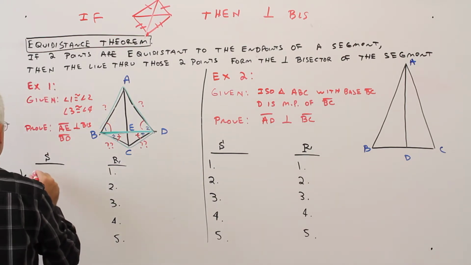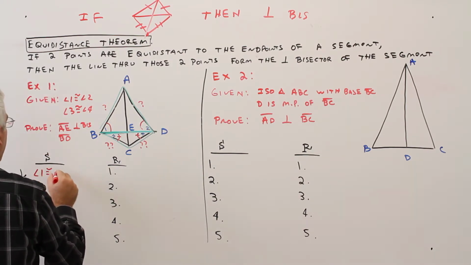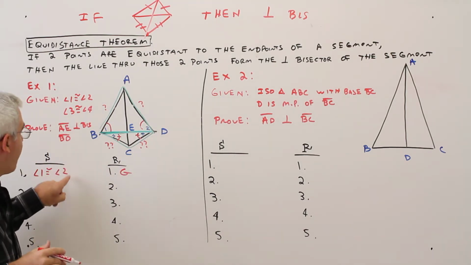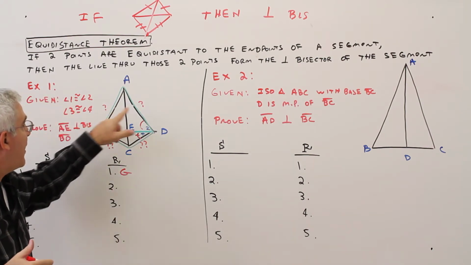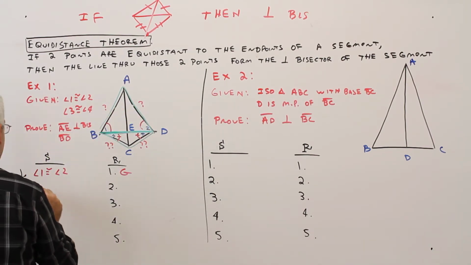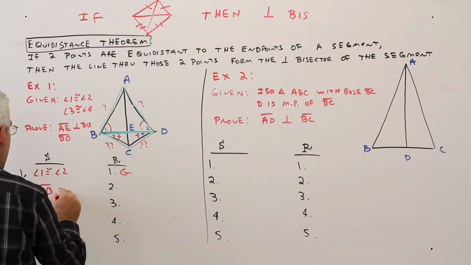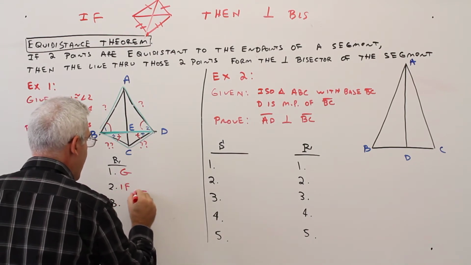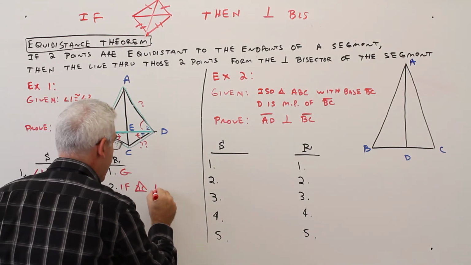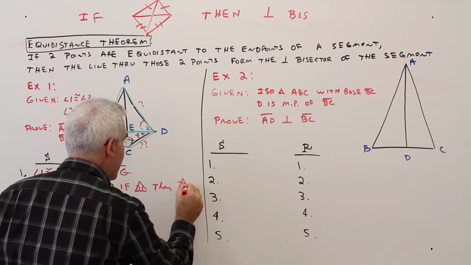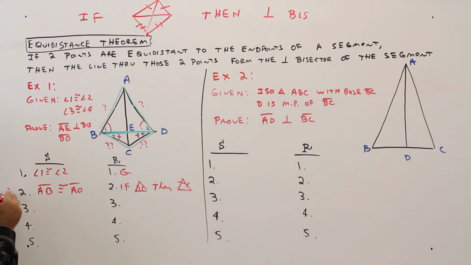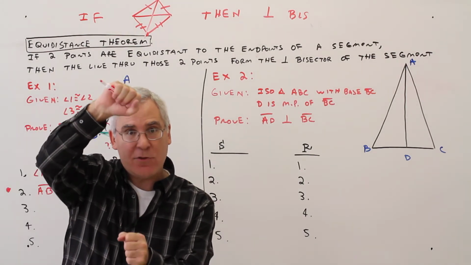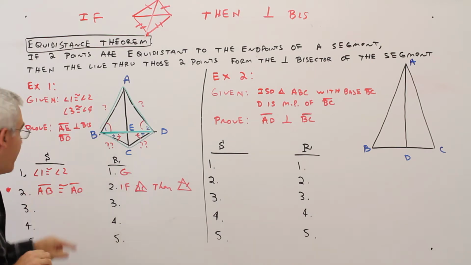So step 1, angle 1 congruent to angle 2, given. I'm not going to write down all of my givens. From that flows these equidistant points. So I'll now say AB is congruent to AD, if angle thing, then side thing. And what I'm going to do is I'm going to put a little point there. Whenever I've got to use the equidistant theorem, I need 2 points. So that's justification for 1 point.